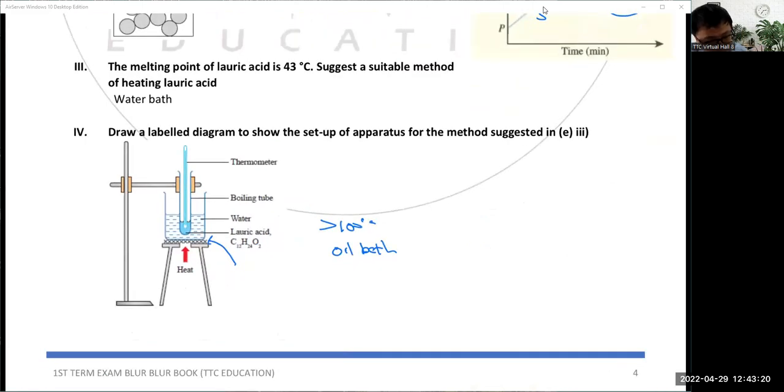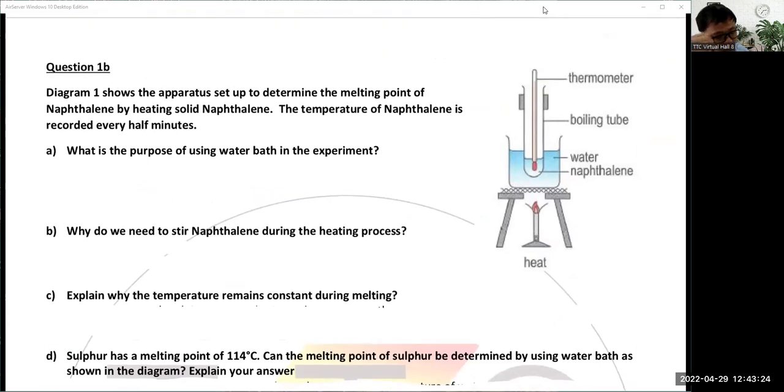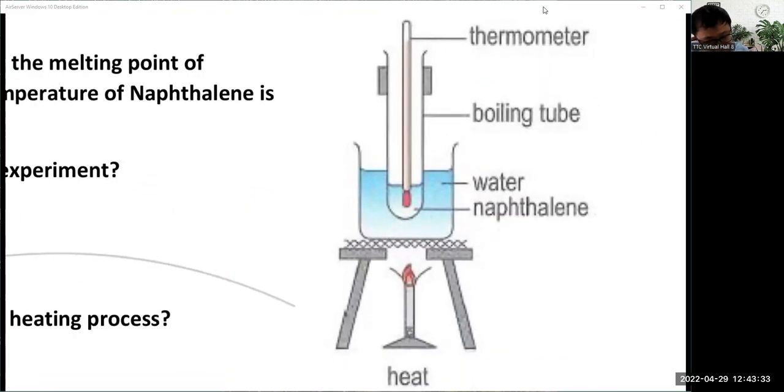Okay, so this is the first question. So you move on to the second question. The second popular question is this one, the heating curve. They'll ask you what is the purpose of the water bath. Now, for the water bath, the idea is this. If we heat directly, here will be very hot, but above is cold. So what we need to do is heat the water first.